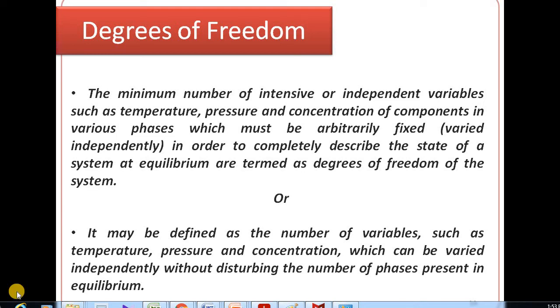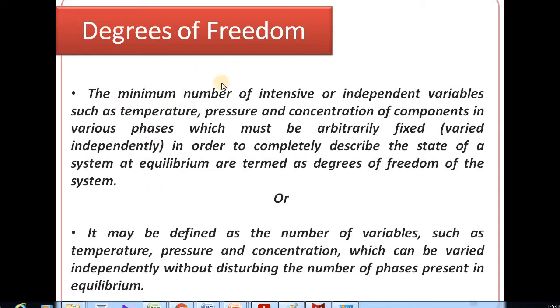Good morning, students. In a previous lecture, we have gone through the terms, components and phases of a system. Now the next one is the degrees of freedom. So how can we define the degrees of freedom? There are two ways to define the degrees of freedom.